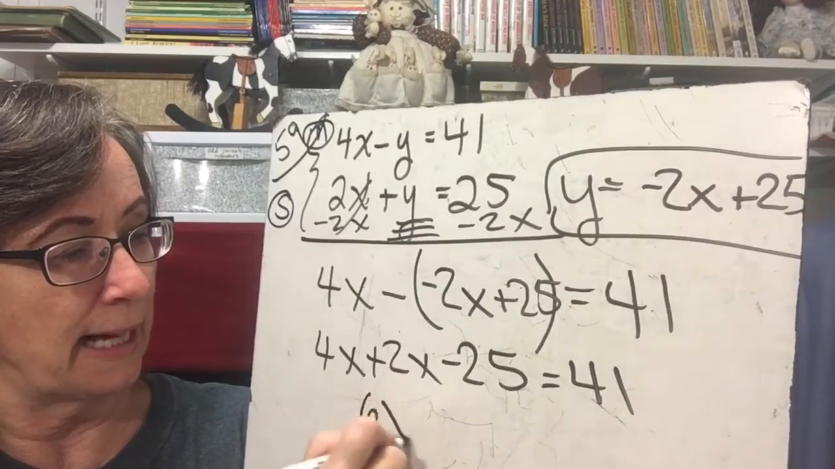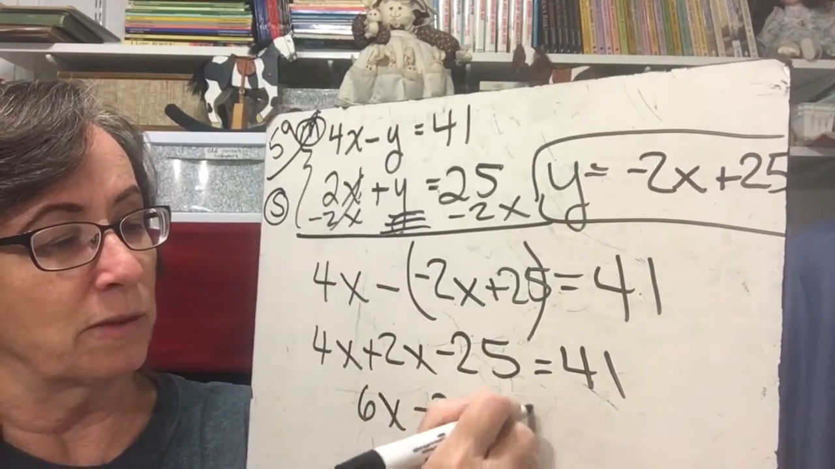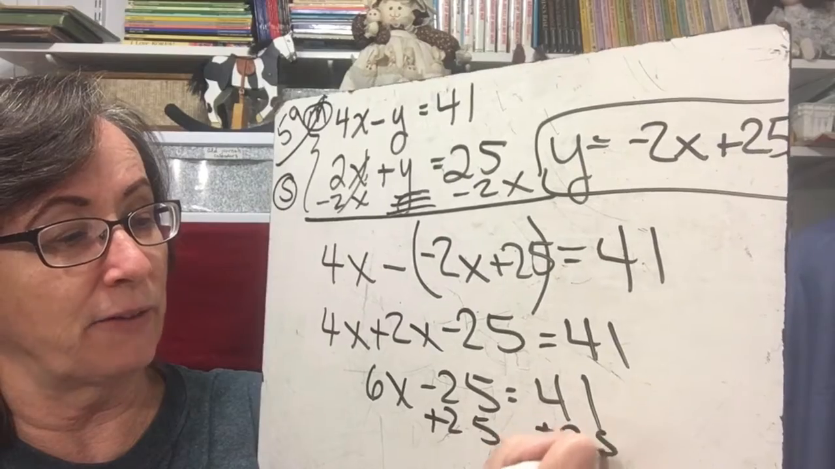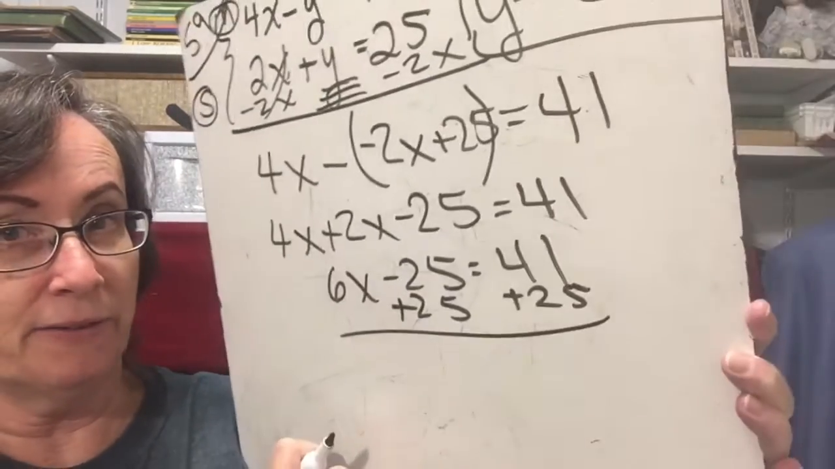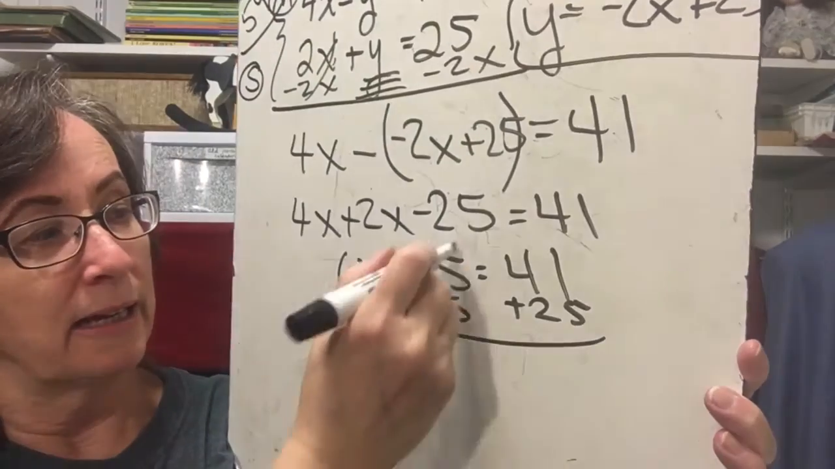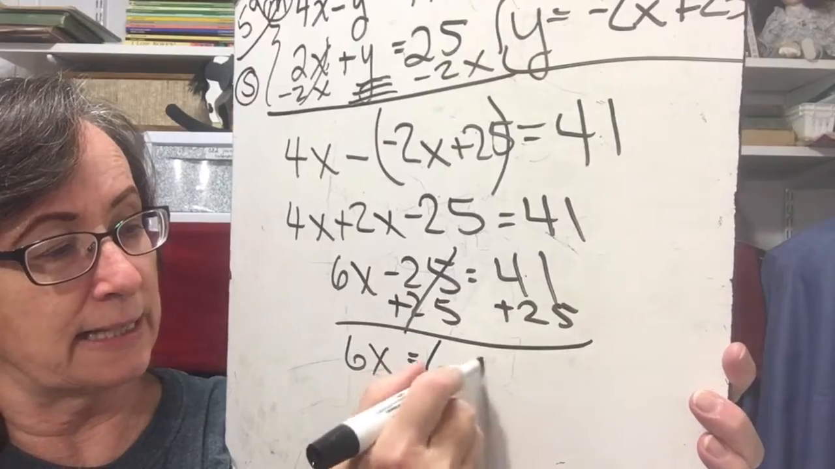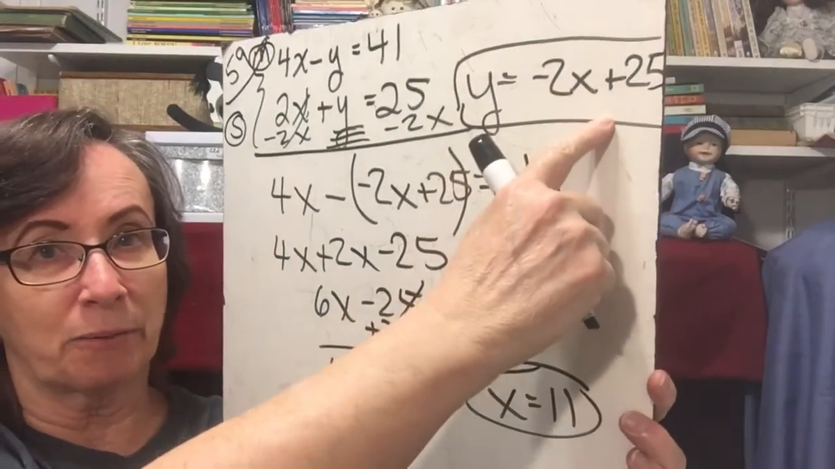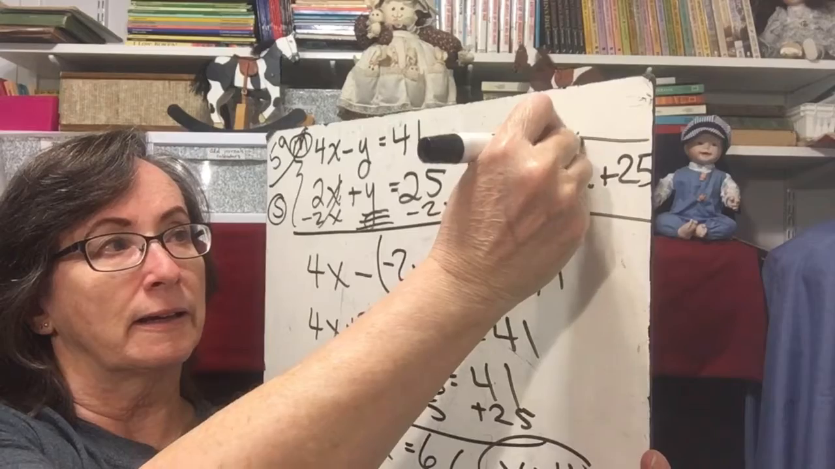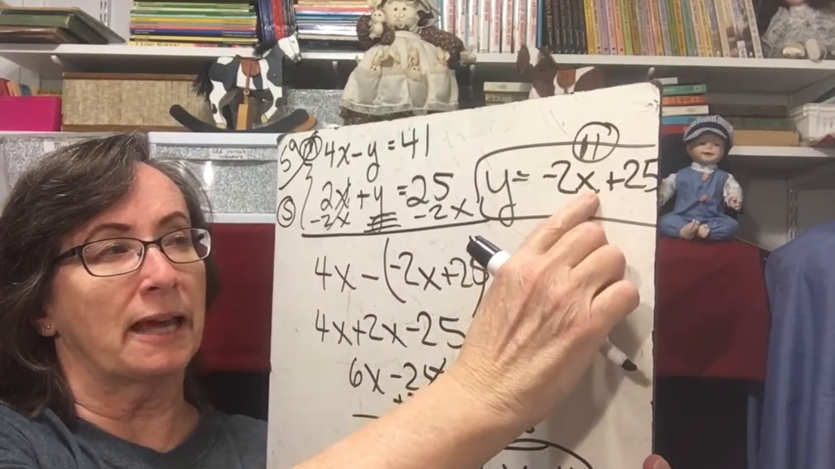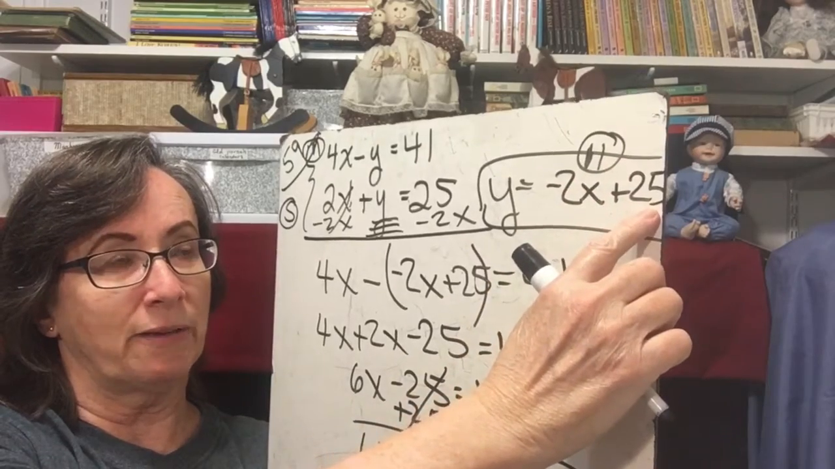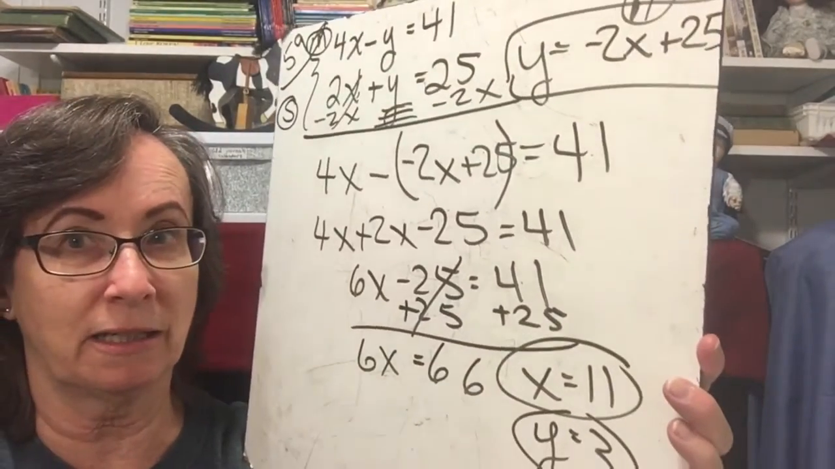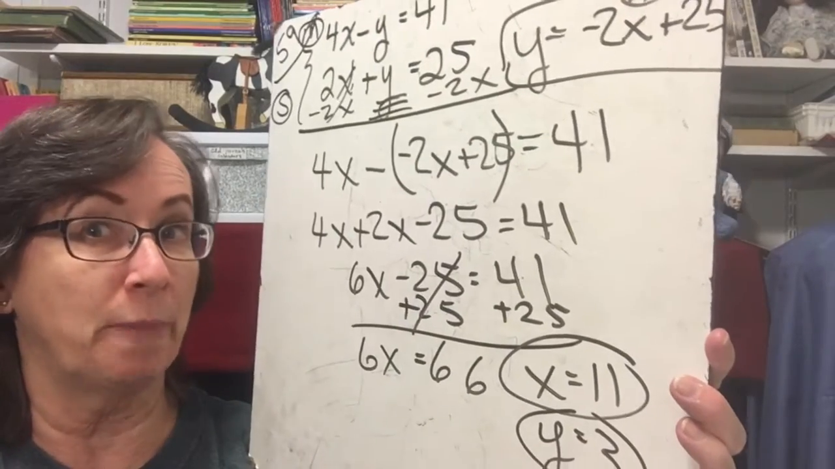4x plus 2x is a 6x minus 25 equals 41. Let's add a 25 to both sides. So now we have a 6x equals a 66. So x equals 11. Now I'm going to take the x and go back into the sub-equation up here. So x is 11. Negative 2 times 11 is negative 22, plus 25 is a 3. Y equals 3. So now I'm going to take my solution and check it in my original main equation.